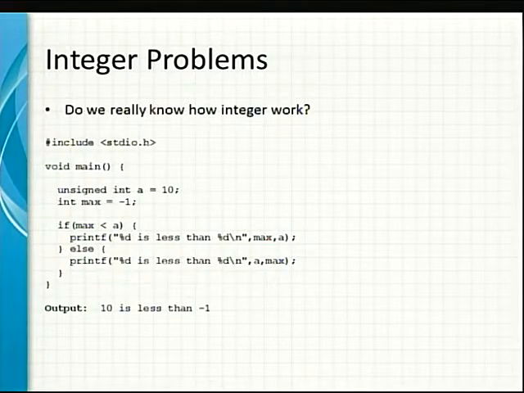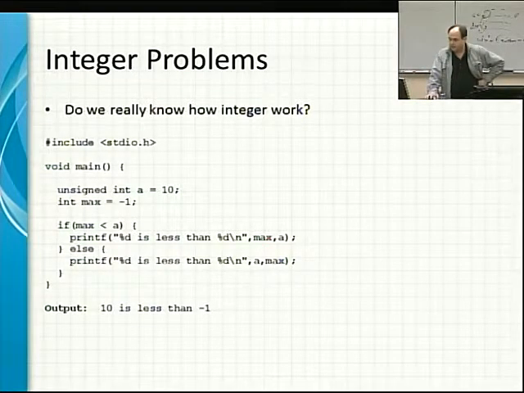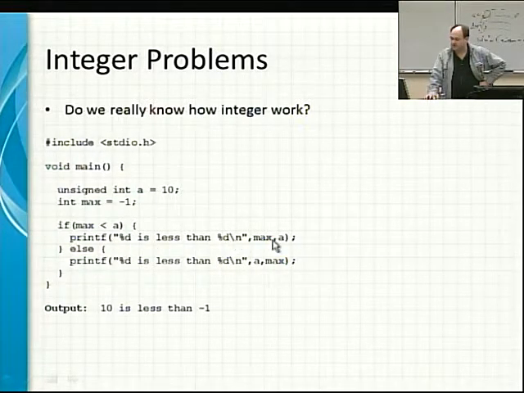Another problem we have is with integers. Do we really know how integers work in our code? So here, I have an unsigned integer a equals 10. An integer max equals -1. If max is less than a, print the value, one is less than the other, I say max is less than a. Right? Else print max, or a is less than max, and prints out the order. I run this, and the output is 10 is less than -1. It says -1 is not less than a in the execution of the code.